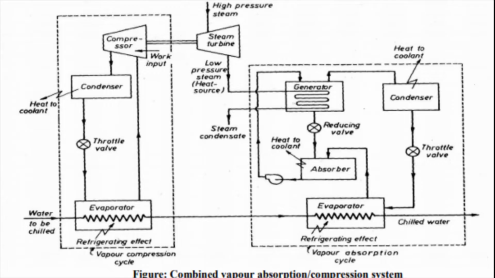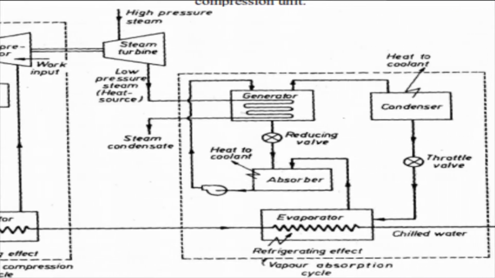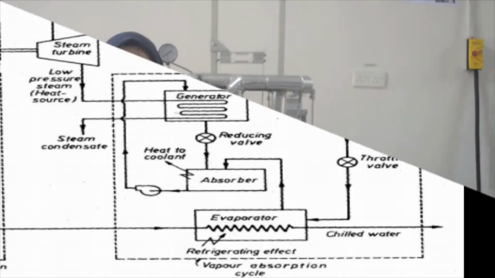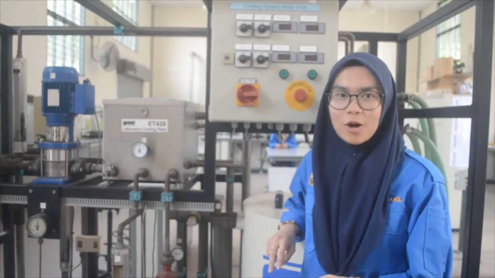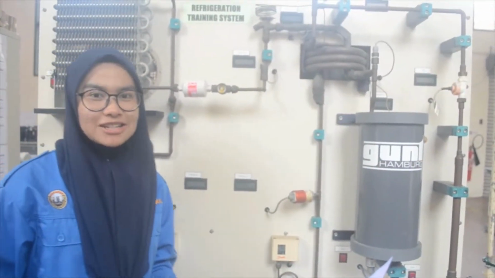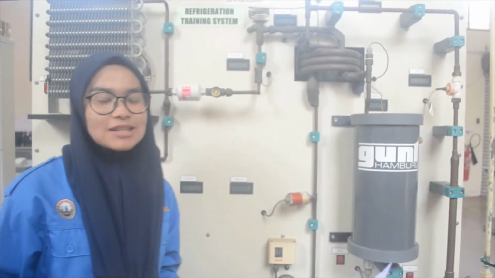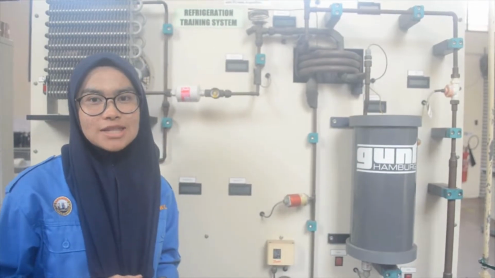This process flow consists of a combination of two parts, which are the vapor compression cycle and the vapor absorption cycle. The vapor compression cycle is powered by the high pressure steam turbine. Firstly, the water enters the evaporator at the vapor compression cycle. In the vapor compression refrigeration cycle, the compressor is the main part, which requires one input to operate the whole system.